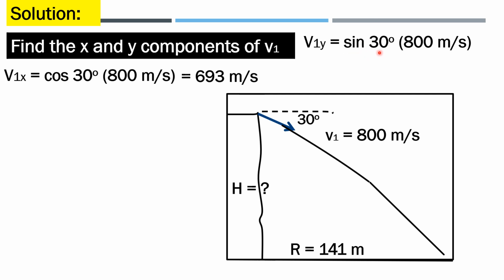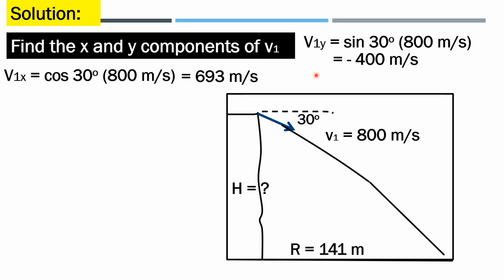So again, using your calculator, we will get the value for v1y, which is 400 meters per second. But we include the minus sign because this y component is directed downward. So that negative sign of our v1y must be emphasized because we are treating this quantity as a vector quantity. So from there, how do we continue with our computation?